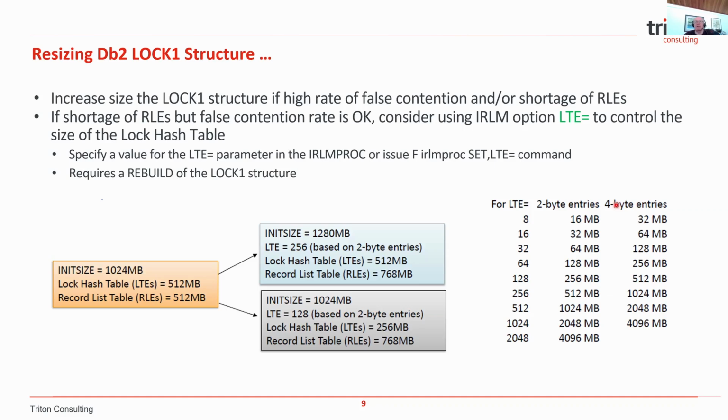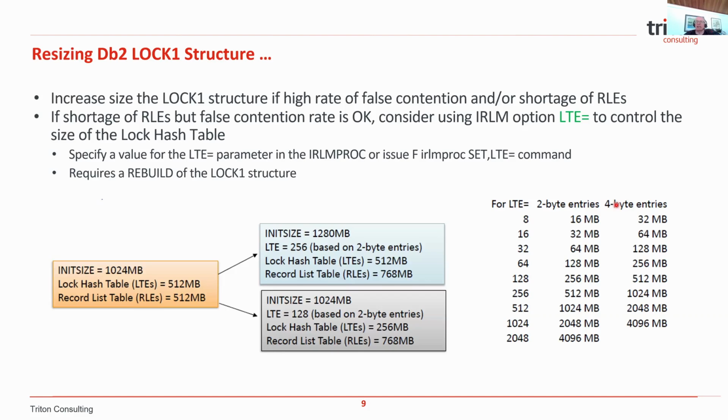So using the lock table entry here is a way of giving more space to the record list table. In the second box there, that's gray, if the init size is 1024, which is a power of 2, normally there would be a 50-50 split, but because the LTE has been set to 125 in the IRLM startup proc, then you end up again with the lock hash table being 256 meg, and the record list table becomes 768.